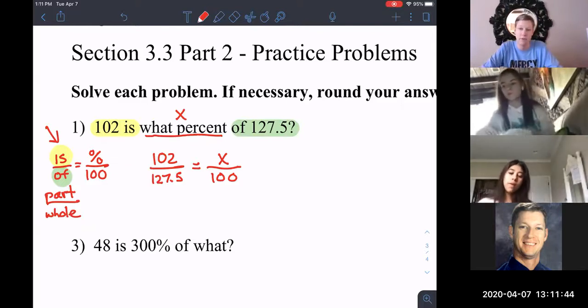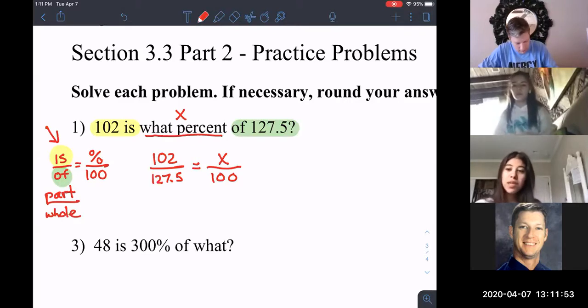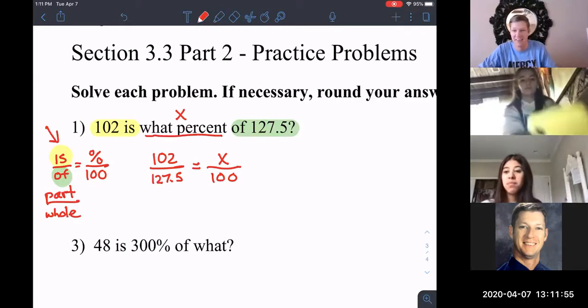That should be the difficult part for you, is setting it up. Do you both feel pretty comfortable solving a proportion once you've got it set up? Yes. Good. Maybe. So, what was that, Claire? Maybe.